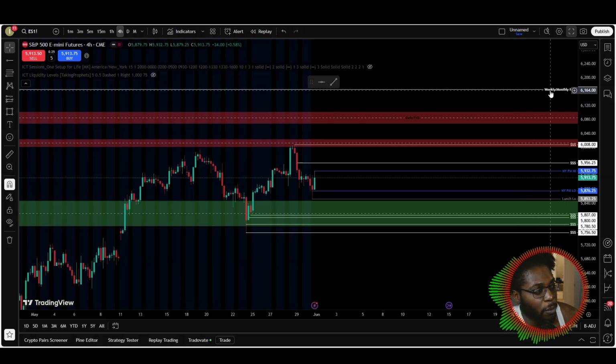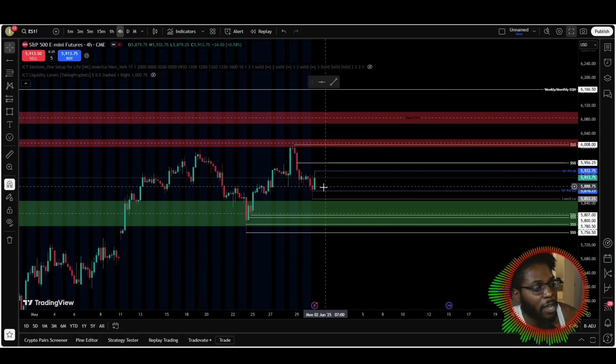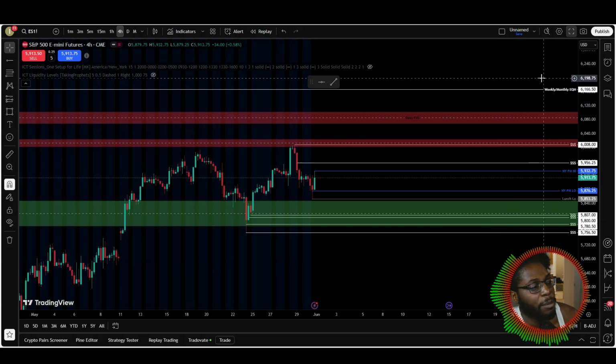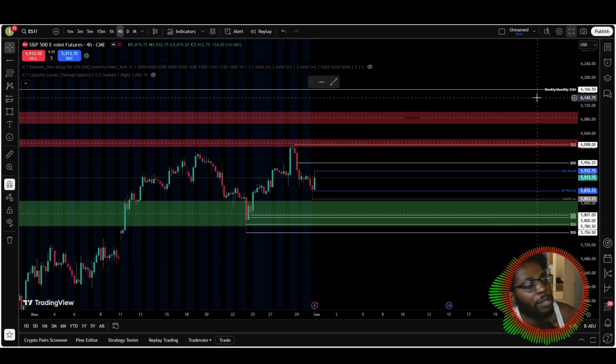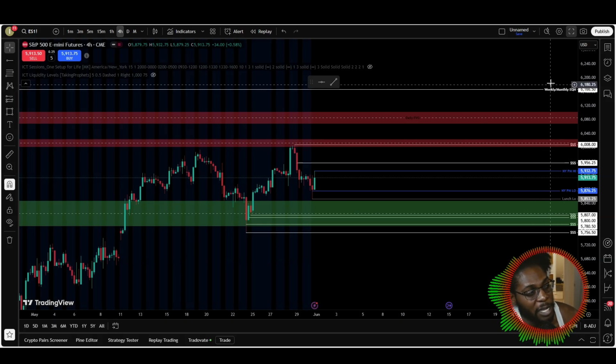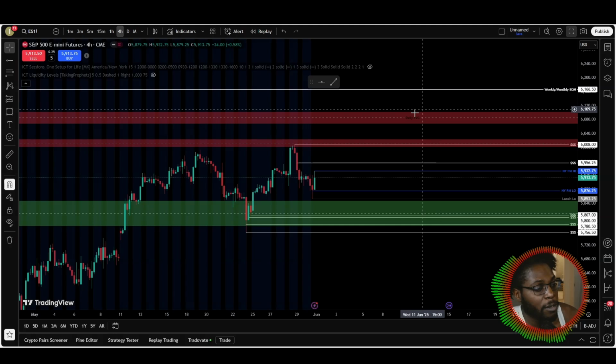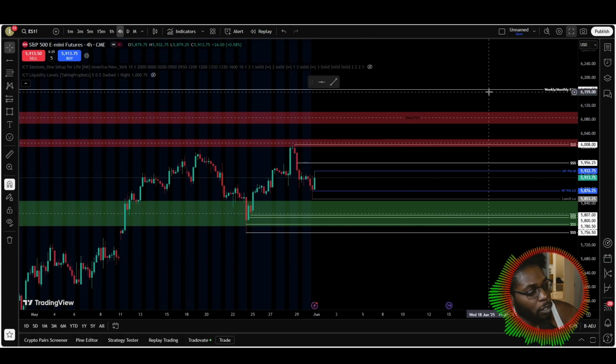So on a weekly basis, if we were going to expect price to go higher, this is where I would expect price to get to throughout the week, like by the end of the week or by the end of the month, because this is monthly equal highs too. So it could take a little bit longer. So that's why we have those.